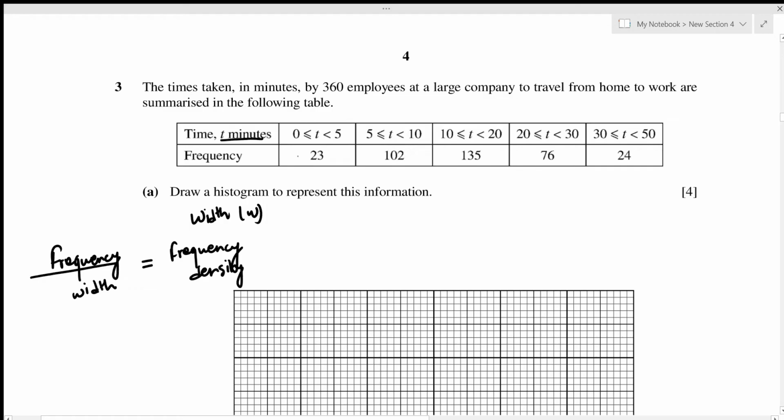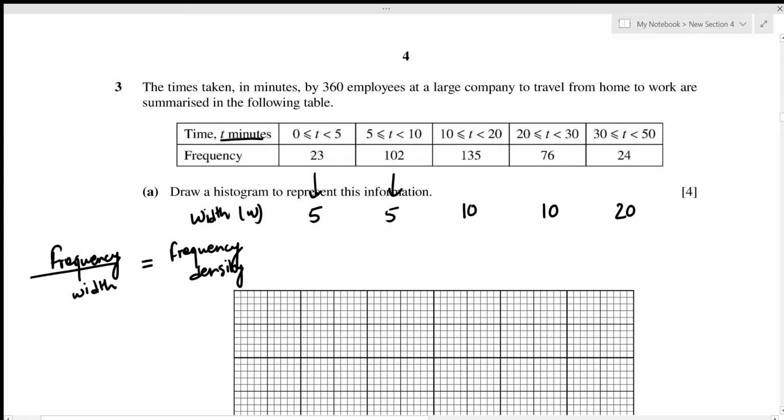Alright, so for the first case, that's 0 to 5, which means that the width is just 5 minus 0, which is 5. For the second case, that's 10 minus 5, which is again another 5. For the third one, that's 20 minus 10, which gives us the width of 10. For the fourth one, that's 30 minus 20, again, that's 10. And for the last one, that's 50 minus 30, which gives us a width of 20. Now, we are already given the frequency, so we just need to divide these frequencies by their respective width.